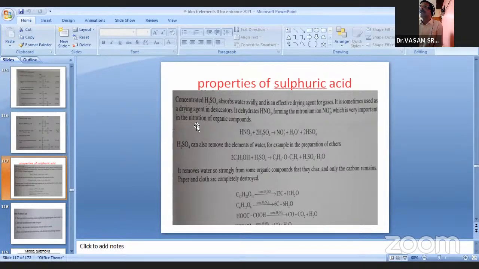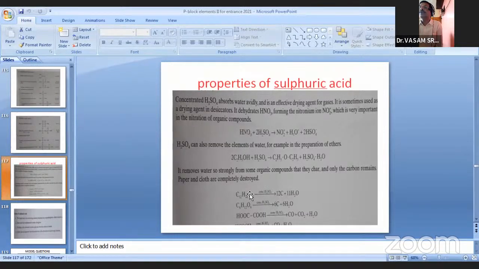These properties are very, very important. For example, H2SO4 can also remove the elements of water. For example, in the preparation of ethers, in the presence of sulfuric acid, ethyl alcohol gives ether. So the role of H2SO4 here is a dehydrating agent. Dehydration means removal of water. So the reaction at the bottom is also a best example of dehydration.